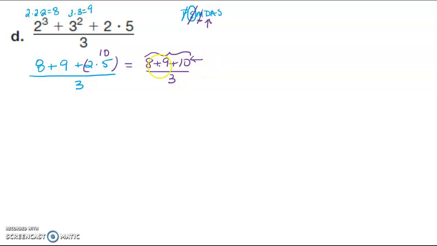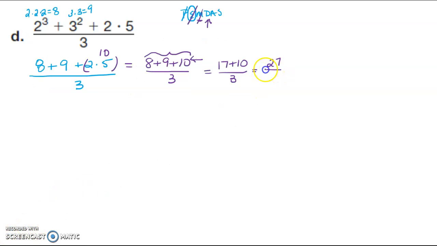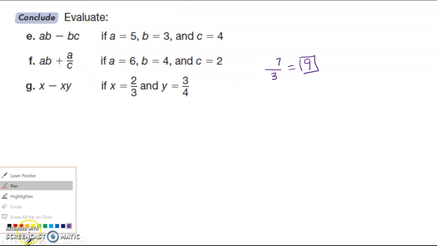So 8 plus 9 is 17. 17 plus 10 is 27. Let's go back. 27 divided by 3 is 9. Okay, let me know if you have any questions. Let me see if I can erase that, or just pick a different color.